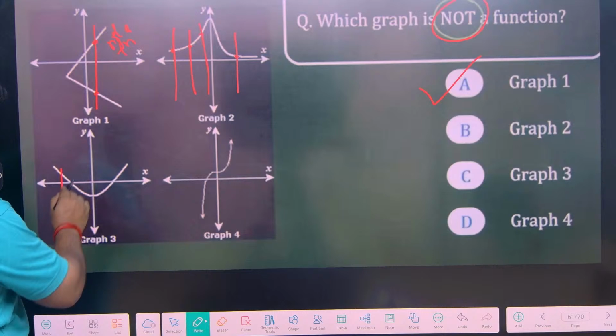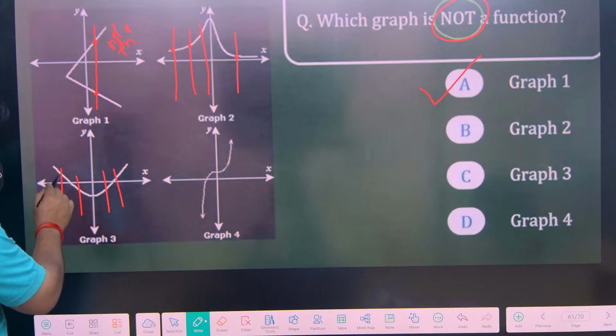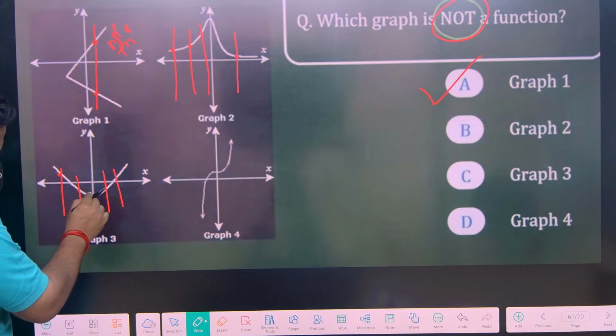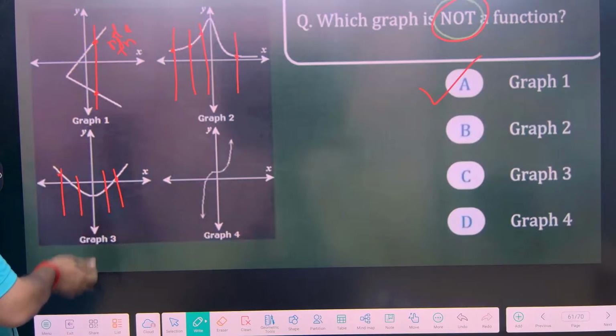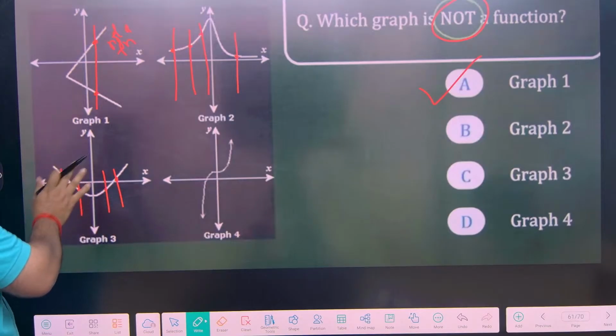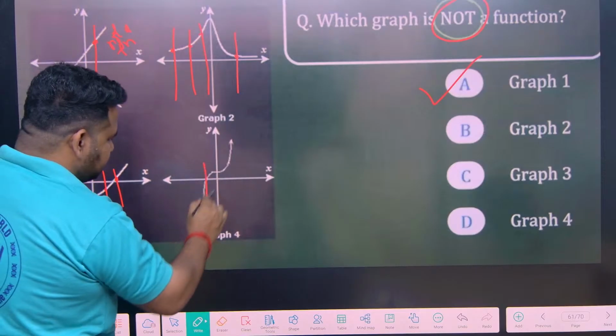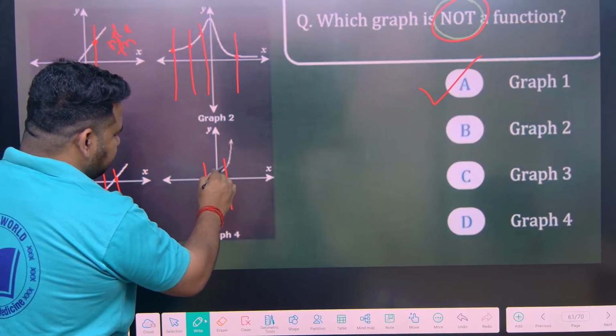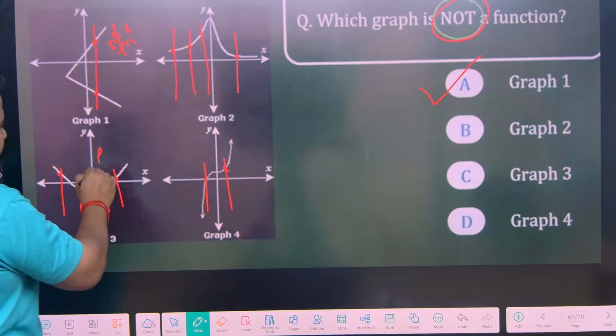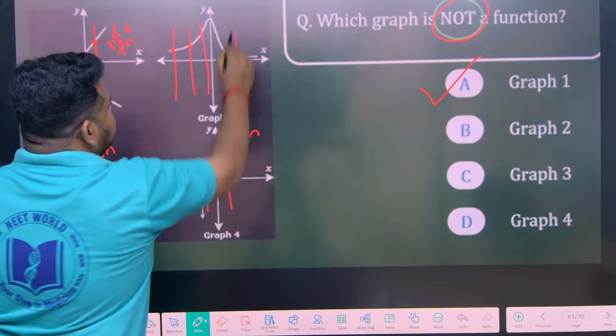Okay, same way if I do it here, it is cutting only at this point, only at this point, only at this point. Upside down, if you see, it is not cutting at more than one point, it is cutting only at one point. Same thing goes for here, so definitely it is cutting only at one point, so definitely this is a function, this is a function, this is a function, and this is also a function.